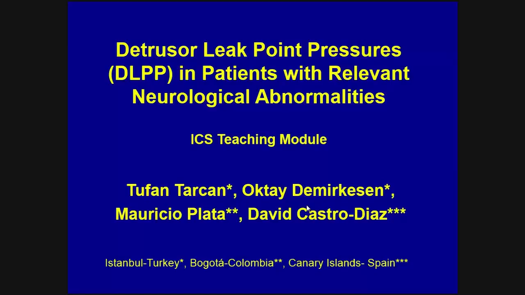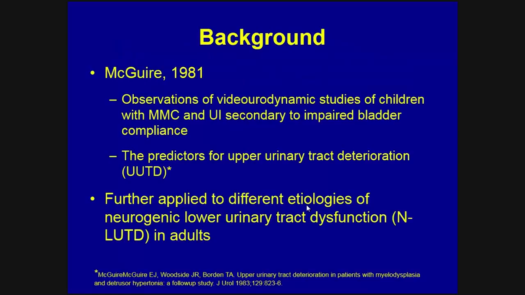So the title of our teaching module is Detrusor Leak Point Pressures in Patients with Relevant Neurological Abnormalities. The basis of our information regarding detrusor leak point pressure originates from McGuire's studies from 1981. These were retrospective observations, video urodynamic studies of children with myelomeningocele and urinary incontinence secondary to impaired bladder compliance. The basic purpose was to define a certain cutoff value of detrusor leak point pressure where we can predict the upper urinary tract deterioration.